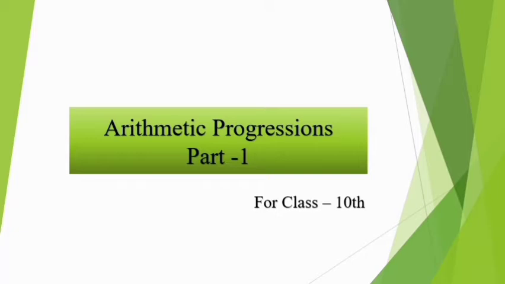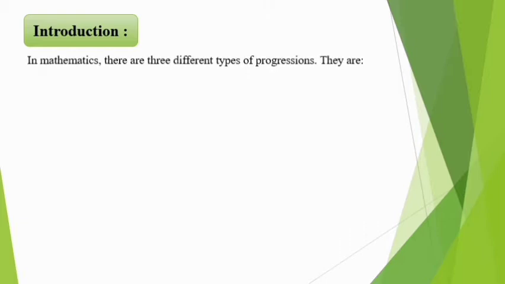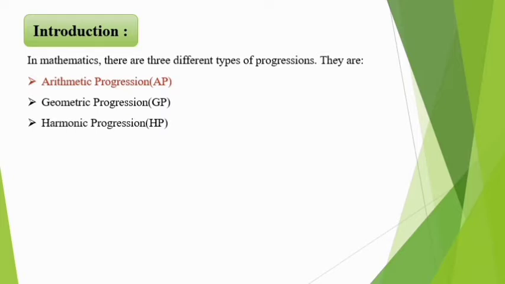Today we start the chapter Arithmetic Progression. So students, let's start the topic with some introduction. In mathematics, there are three different types of progression. They are arithmetic progression AP, geometric progression GP and harmonic progression HP. But in your class 10th, you need to study only the first type, that is AP, arithmetic progression.